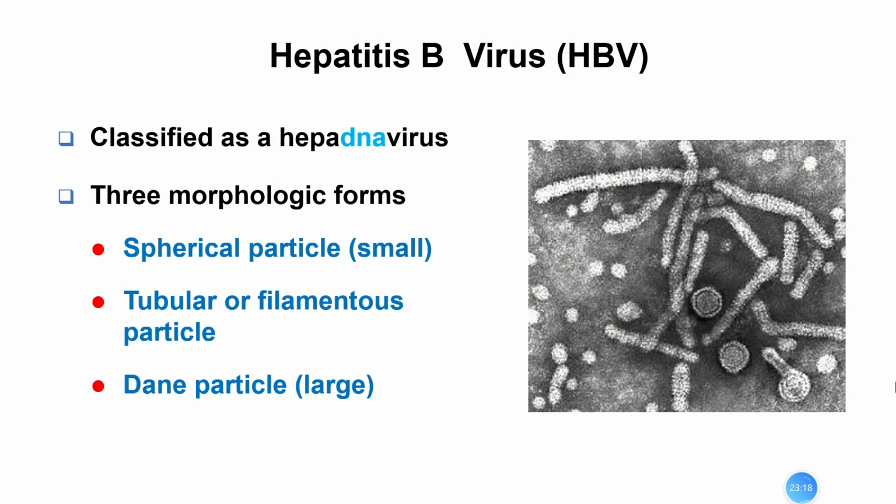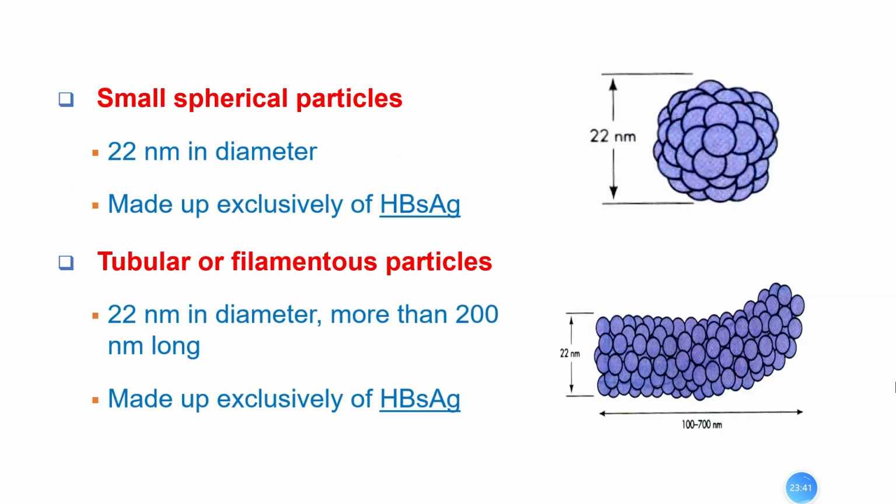Some are small spherical structures like this, small spheres. Some are filamentous or tubular structures. While you can also occasionally find some big particles like this. Those are different particles, and they contain different material. For the first one, the small spherical particle, the diameter is about 22 nanometers. The only chemical component of this particle is the HBV surface antigen, one type of protein.